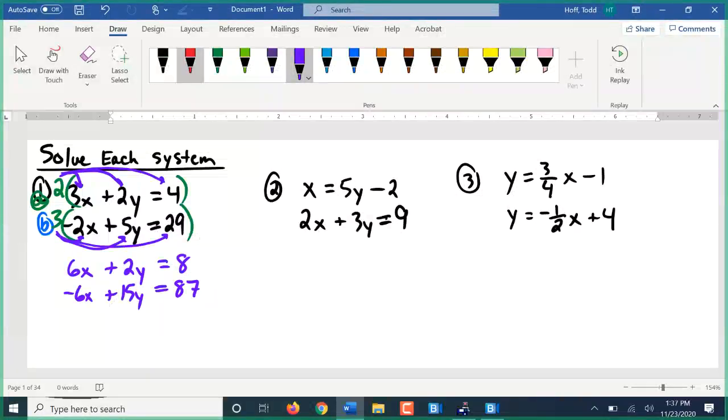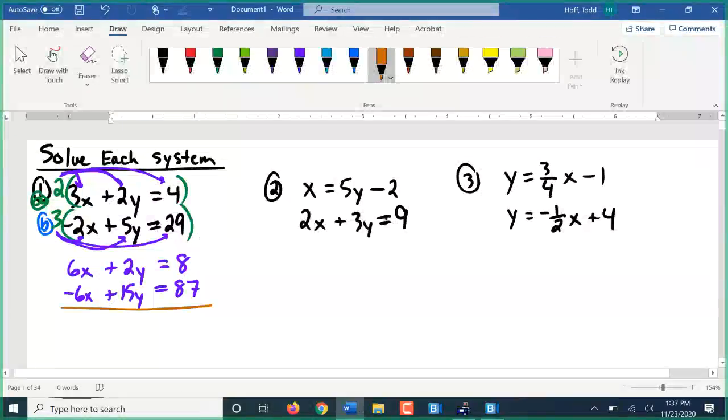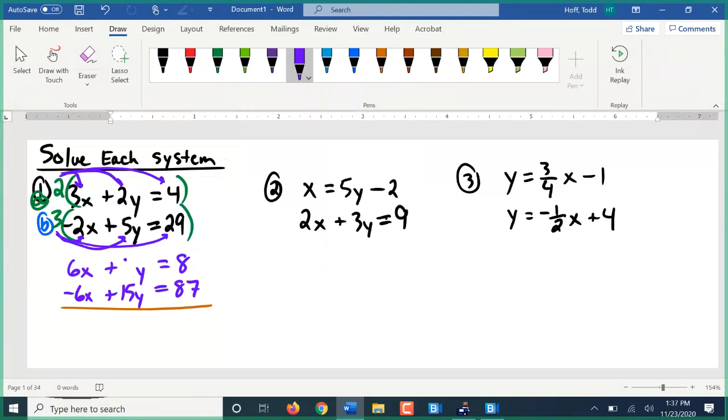So now I'll go ahead and I will add those equations. 6x plus negative 6x. Oops, I wrote this down wrong. This should be a 4y up here. I said 4y and I wrote down 2y. That'll make a big difference. Now we'll add the equations.